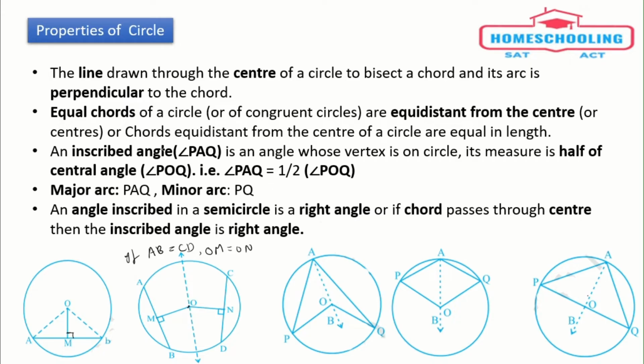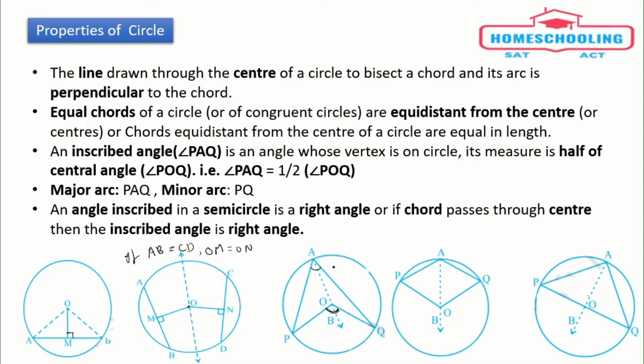So this property says that an inscribed angle, whose vertex is on a circle, has a measure that is half of the central angle. So angle PAQ is half of angle POQ. So this angle would be half of this angle. You have to remember this property. You have to solve a lot of questions on this property.